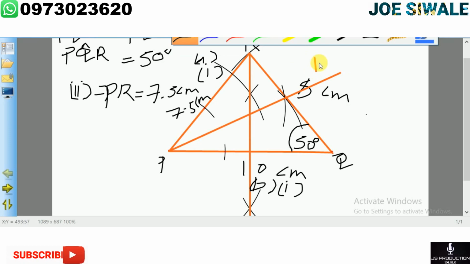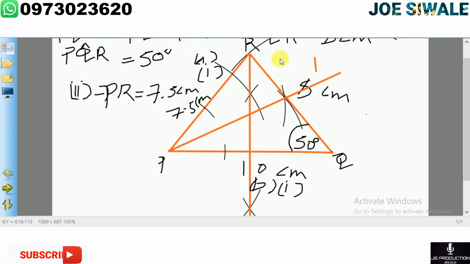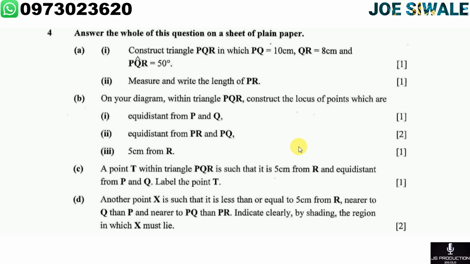Question B Roman numeral 2. Okay. Question B Roman numeral 2. Let us proceed. Let us look at the third Roman numeral. So question B Roman numeral 3, it reads 5 centimeters from R, 1 mark.